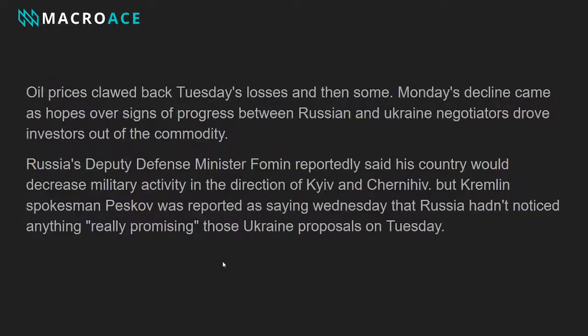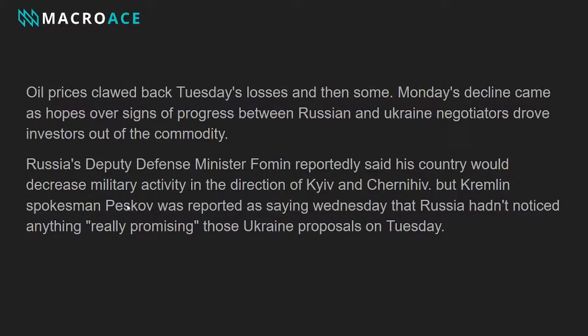Okay, so if we go back to our next bit, if we go to our slide, of course we'd seen oil prices claw back Tuesday's losses. And Monday's declines came again over signs of progress between Russia and Ukraine negotiators, which drove investors out of the commodity. We'd seen depreciation on WTI crude oil.